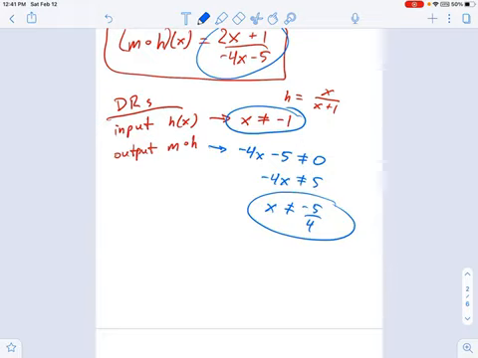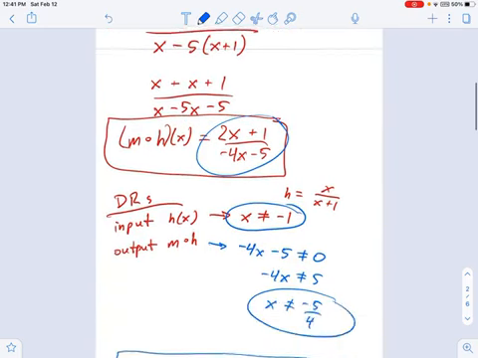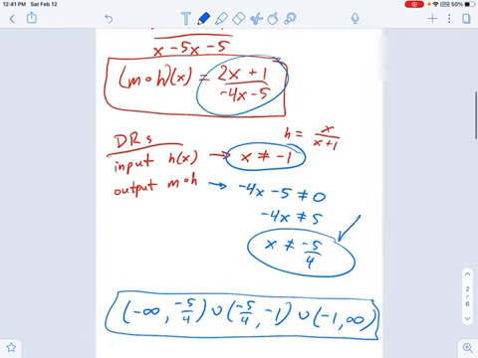So when you write your domain, you write it this way. You say all the numbers in the universe except those two. Negative infinity to negative 5/4, and then from negative 5/4 to negative 1. Make sure you know which one of those is bigger or smaller. That affects how you write this thing. And then from negative 1 to infinity. Kind of funny, if you were to look at the original problem, which is m of h, you would not see negative 5/4 anywhere in it. You have to do the composition before you can be sure what the domain restrictions of the composition are. Those come from the input function and the simplified output function.